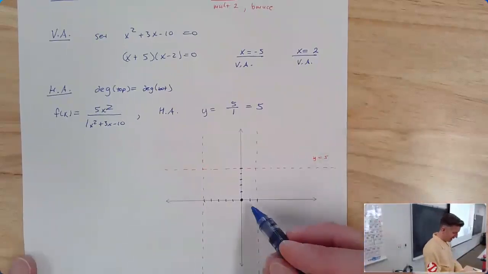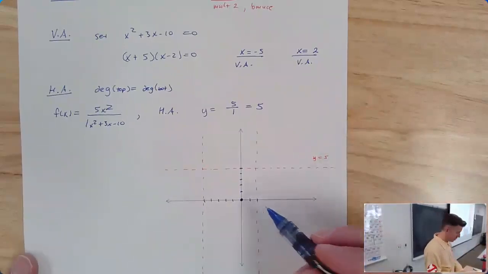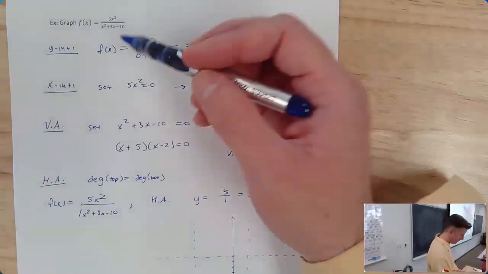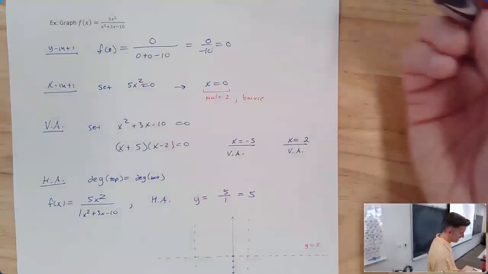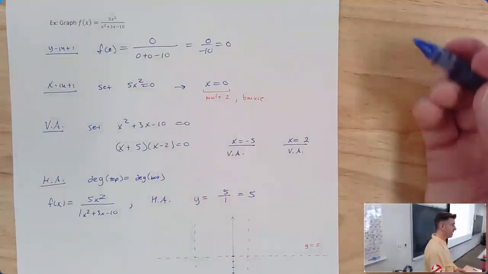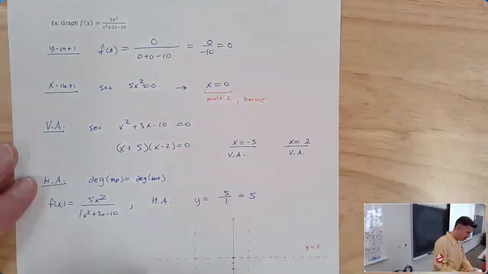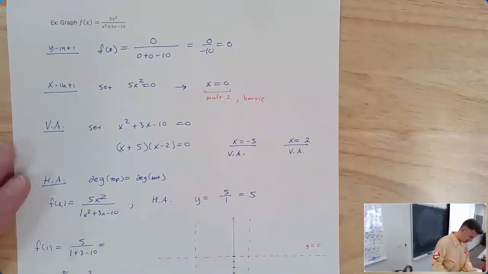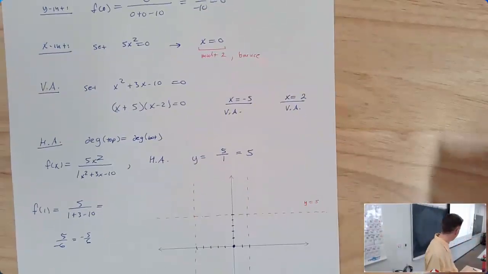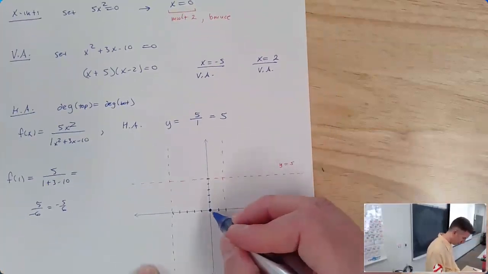So I plug in something like x equals 1 into my original expression. 5 times 1 is 5, top is positive. If I plug in 1 here, 1 plus 3 minus 10 is negative. So I have a positive divided by negative, which is negative. You could actually do it, right? We could say f of 1 is 5 over 1 plus 3 minus 10, which is 5 over negative 6, which is negative 5/6. So you could try to plot that point if you really wanted to. I'm just going to say, okay, I'm going to be negative this way.